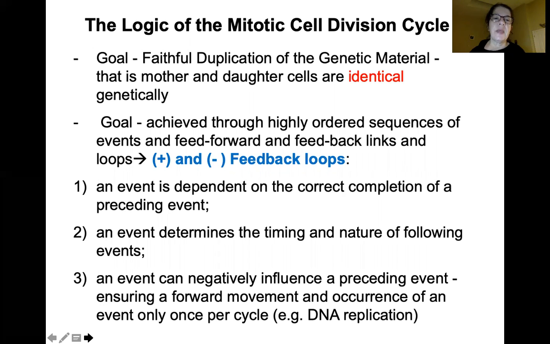Now, what does that mean? It means that an event is dependent on the correct completion of a preceding event. An event also determines the timing and the nature of the following events, and an event can negatively influence a preceding event, ensuring a forward movement and occurrence of an event only once per cell cycle. For instance, we want to be able to duplicate our DNA only once.